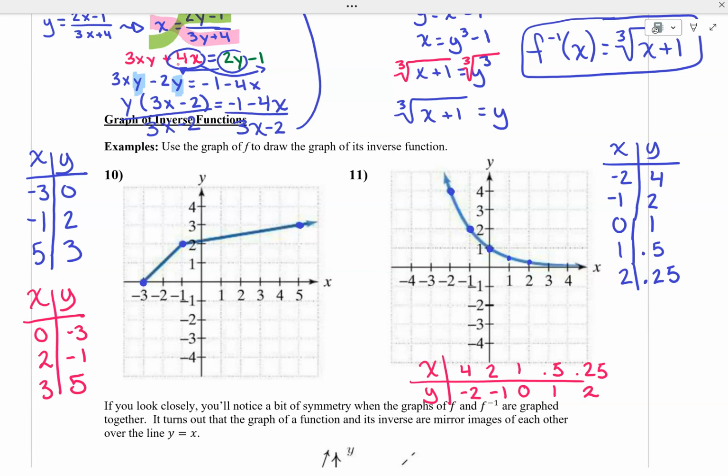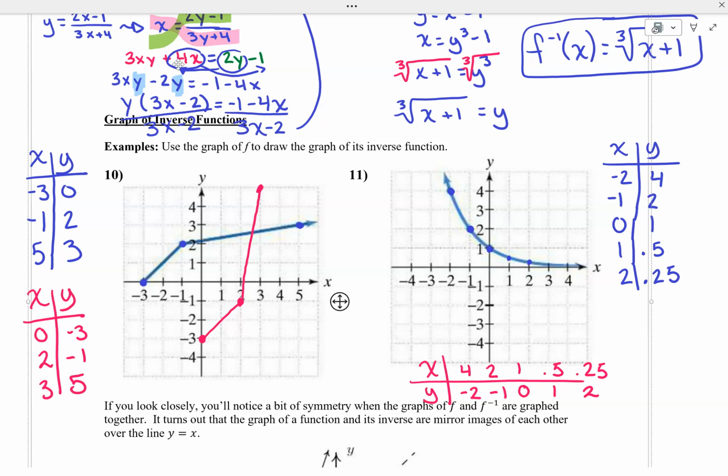Okay, so I'm going to go back to example 10. Let's see if we can graph them. So (0, -3), (2, -1), (3, 5). Something like that.